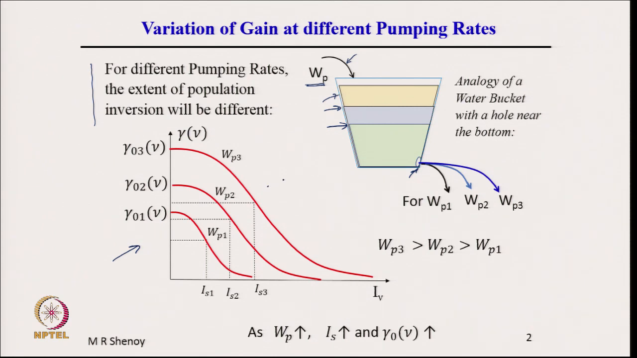Same thing is true here. In the atomic system, if you pump harder, then the extent of population inversion will be different. The extent of population inversion can be compared with the level of water here, and therefore, the small signal gain coefficient will be different, and then the gain varies as per the expression for the saturated gain coefficient, and as we have discussed, as WP increases, IS also increases and gamma 0 of nu increases.